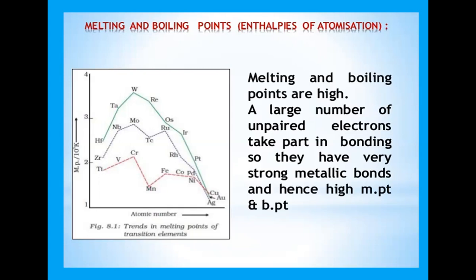But graphically, when it is observed, in the 3D series the melting point increases from titanium up to chromium. There is a sudden decrease in manganese. It is because of imperfection.